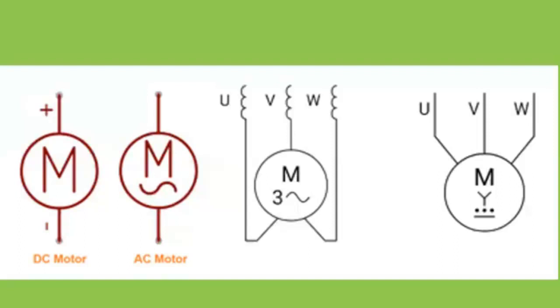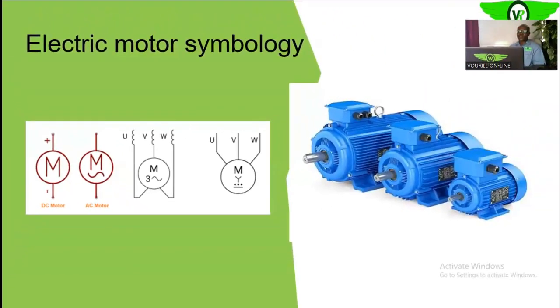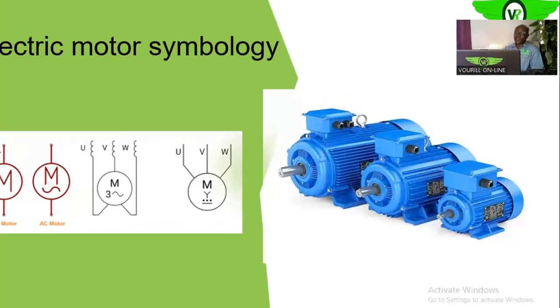Okay, we also have some representation, as you can see on the far right, is a DC motor. It is star connected. That is the Y you are seeing in the middle. Okay, so all of this goes to tell us clearly, show us clearly what we are looking at in our electrical circuit or our electrical diagram.